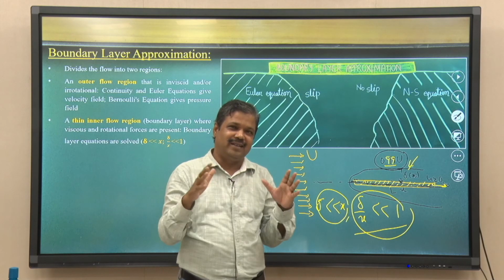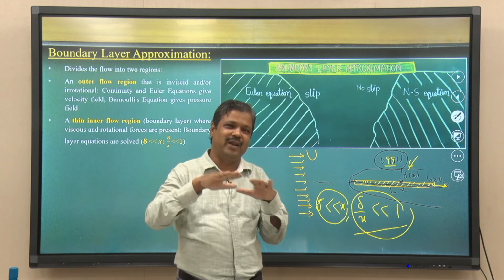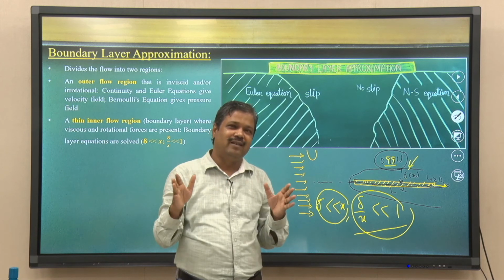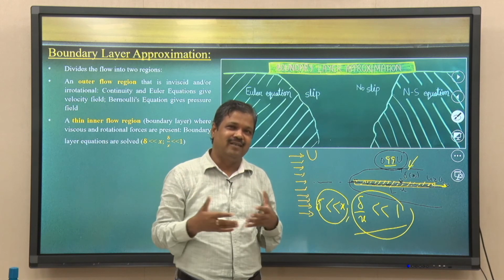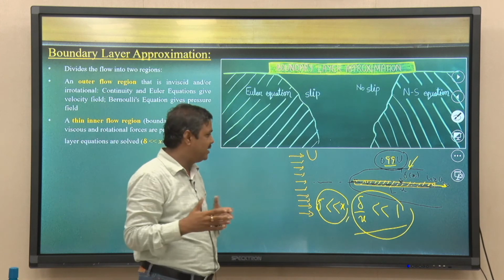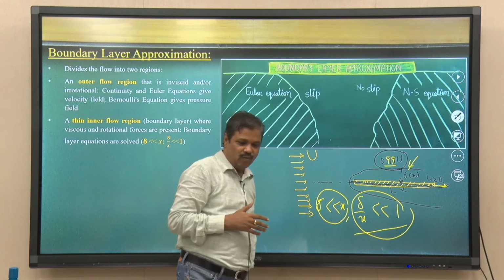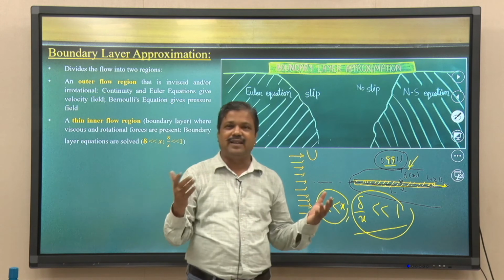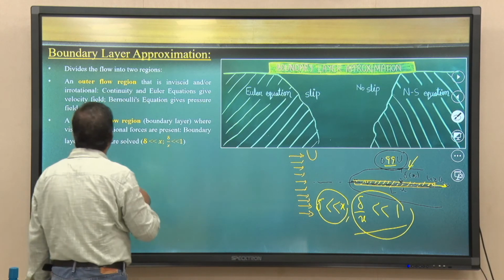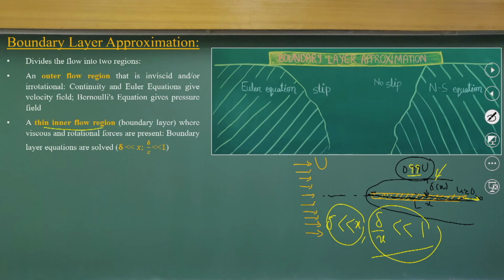That is the reason we make smooth profiles for aerofoil wings, or you can look at any high speed cars and see the smooth profiles. They try to control the boundary layer thickness formation. Boundary layer is a very thin flow region where viscous rotational forces are present, and boundary layers are solved with these two boundary conditions.